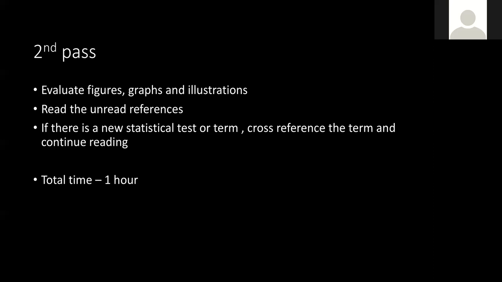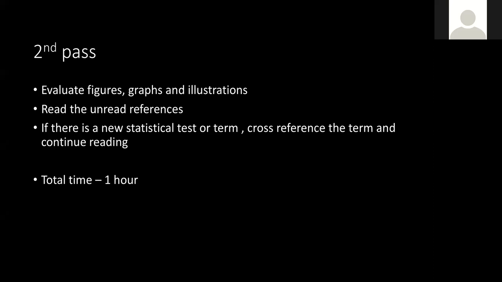In the first pass, you just glance through the references. In the second pass, you make a note of the unread references and you go back and read them, because that's the reason why a reference is put in an article. You have to be able to go back and read the references that you're unfamiliar with to get a broader understanding of what the paper was meant to be and why the authors did that study. And if there is a new statistical test or term, you cross-reference the term and then you continue reading.